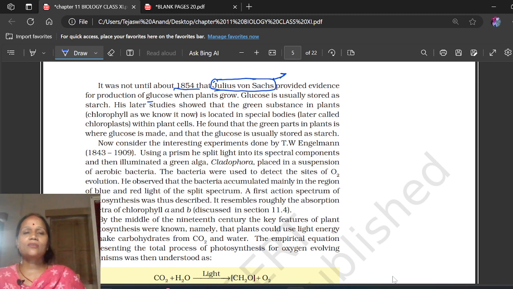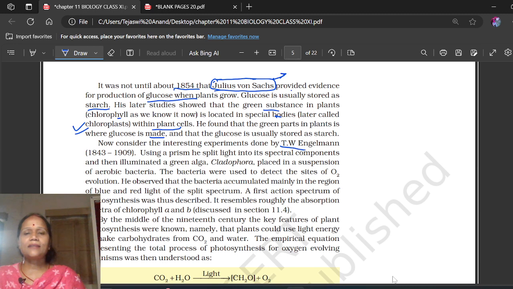He provided evidence for the production of glucose when plants grow. Glucose is usually stored as starch. The green substance in plants known as chlorophyll is located in special bodies in plant cells called chloroplasts, and green plants are where glucose is made. This is already discussed.